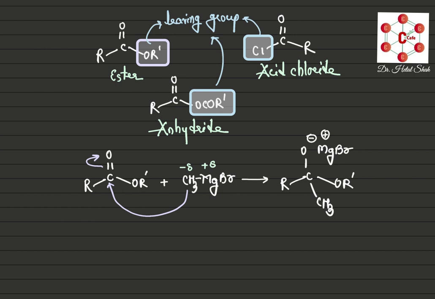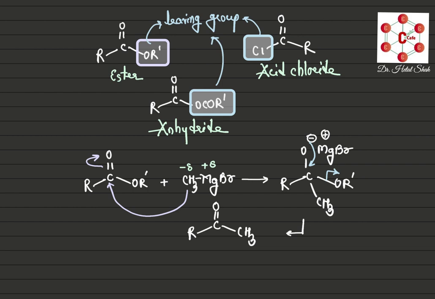Now when you have a leaving group, the pi bond which is broken gets reformed and the leaving group leaves. So what do you get? C double bond O and then CH3. Now in such reactions, if they write one equivalent of Grignard, the reaction stops here.